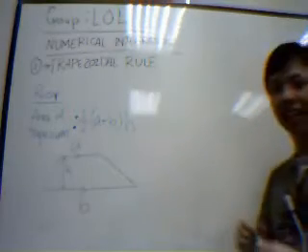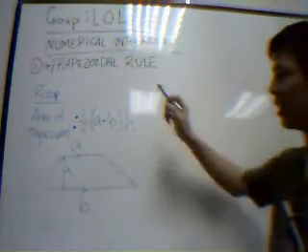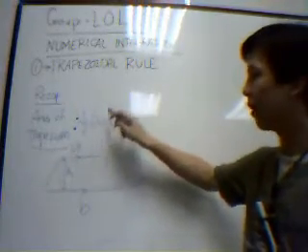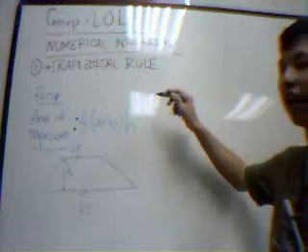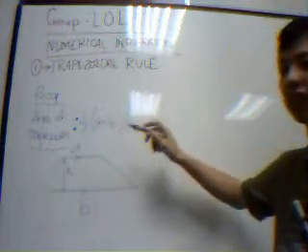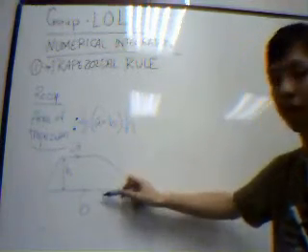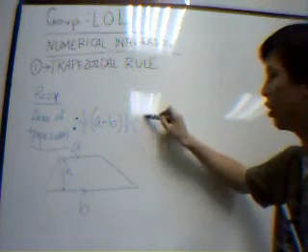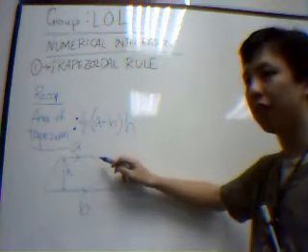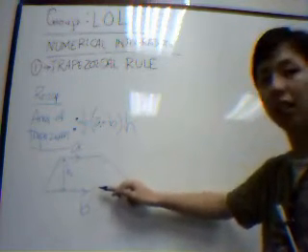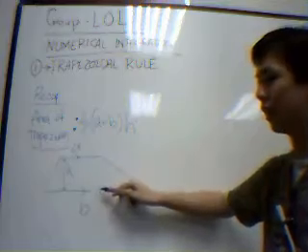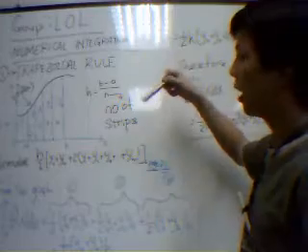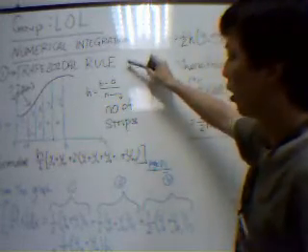Now let us recap how to find the area of a trapezium. The formula is half times (a plus b) times h, where a and b are the parallel sides of the trapezium. So we sum them and multiply by h. The h is the distance between these two parallel sides.